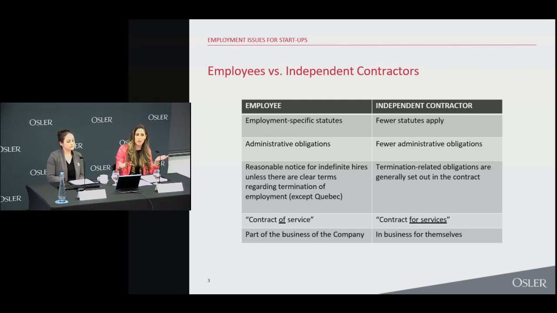Generally, from the company's perspective, independent contractor relationships can be advantageous in certain ways. For example, there's often fewer administrative obligations, i.e. you don't have to deduct and remit payroll taxes. Generally, it can be less costly when it comes to terminating the relationship, though a lot of that will come down to the specifics of the employment or independent contractor agreement and the termination provisions set out there, which we'll get to a bit later.